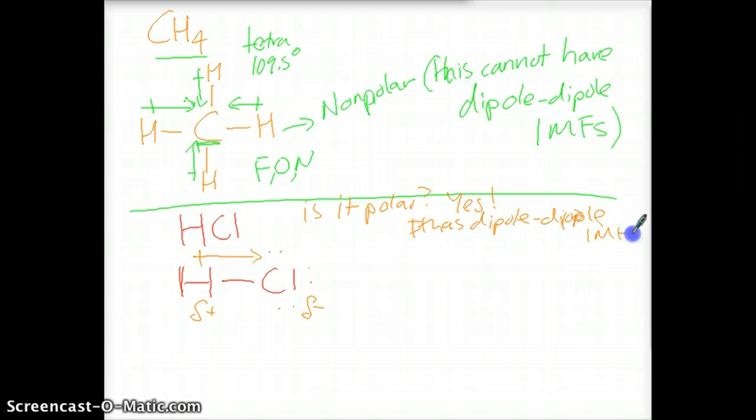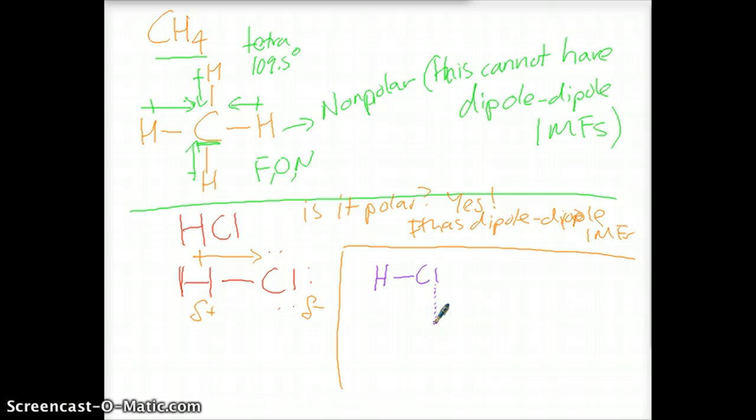Dipole-dipole intermolecular forces. So what would that look like? How would we draw, let's say, 4 HCl molecules next to each other with their intermolecular forces? So let's say we drew, here's one HCl. Now we know that this chlorine is going to have the slight negative charge. The hydrogen is going to have the slight positive.